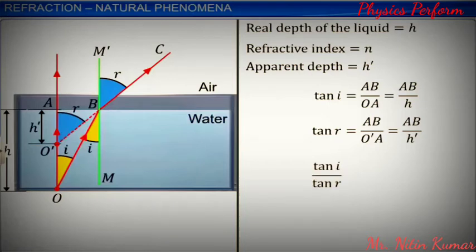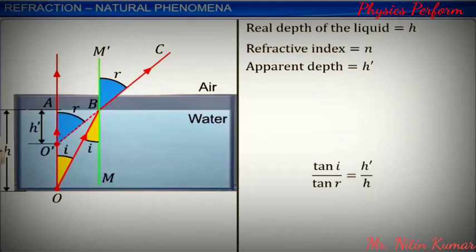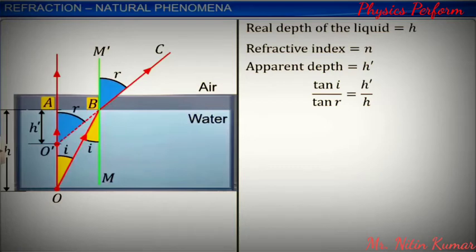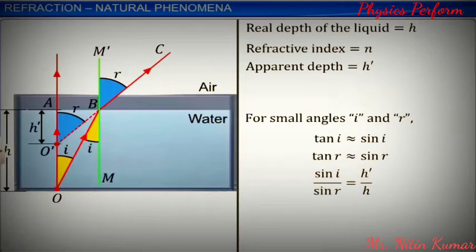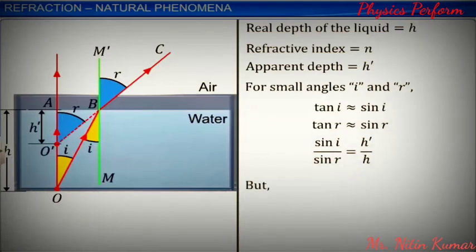Since the two points A and B are close to each other, angles i and r are very small. Hence, tan i and tan r are approximately equal to sin i and sin r. But according to Snell's law, sin i by sin r is equal to 1 by n. Therefore, n is equal to h by h', or the refractive index is equal to real depth by apparent depth.